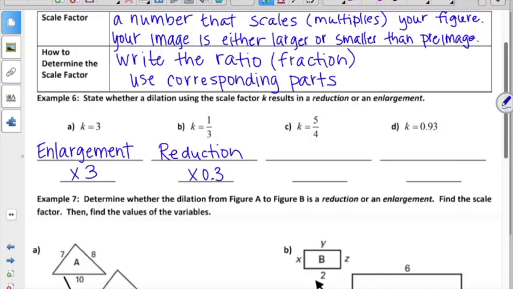And the last one, k equals 0.93. Is that less than 1? Yes, 93 cents is less than $1. So that would be a reduction, but just barely. It's only going to be slightly smaller. And that one's already a decimal, so you would take your coordinates and multiply them by 0.93.